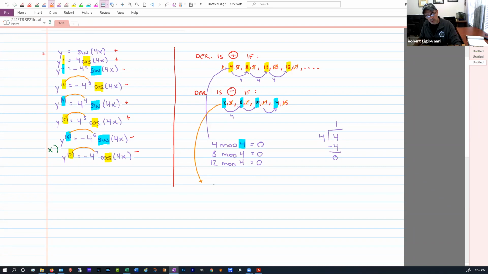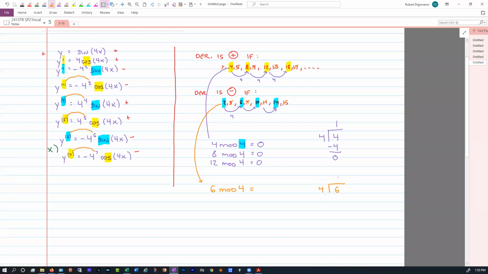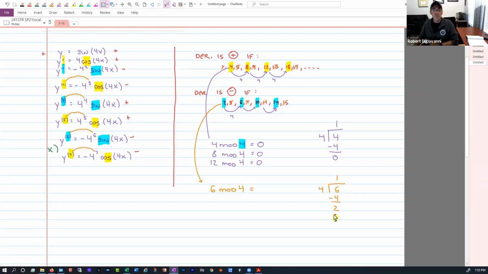2 mod 4. Let's skip 2 mod 4. Let's do 6 mod 4 because 2 mod 4 is probably going to confuse you. What's 6 mod 4? So what happens if you take 6 and divide it by 4? You're going to go in there one time, 4, subtract 4, you get 2. Isn't your remainder 2? Yes.